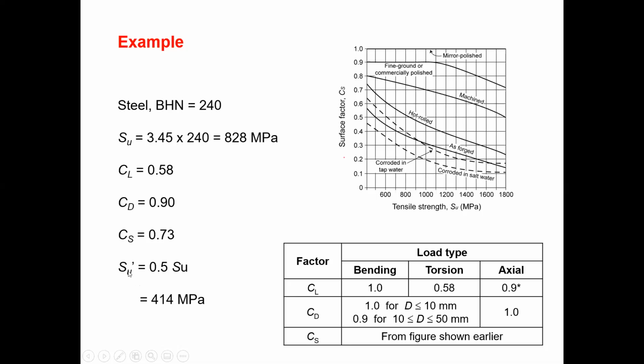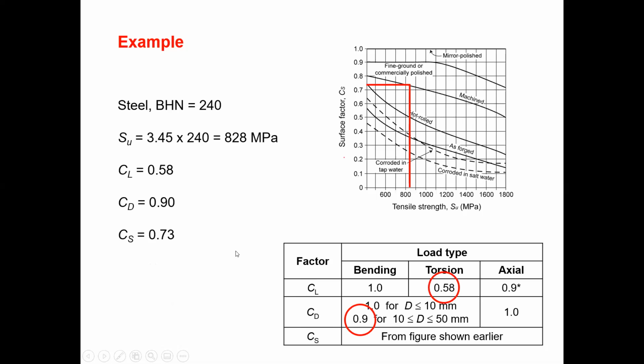Sorry, in here it should be SN, not SU. This should be SN prime. Okay, SN prime equals 0.5 SU. So this is the ideal case. That means the sample should be 8 millimeter diameter and mirror polished, with fully reversed stress applied on that specimen. So this is the ideal specimen. Those three conditions should be satisfied for the ideal specimen. So this is the endurance limit for the ideal specimen.